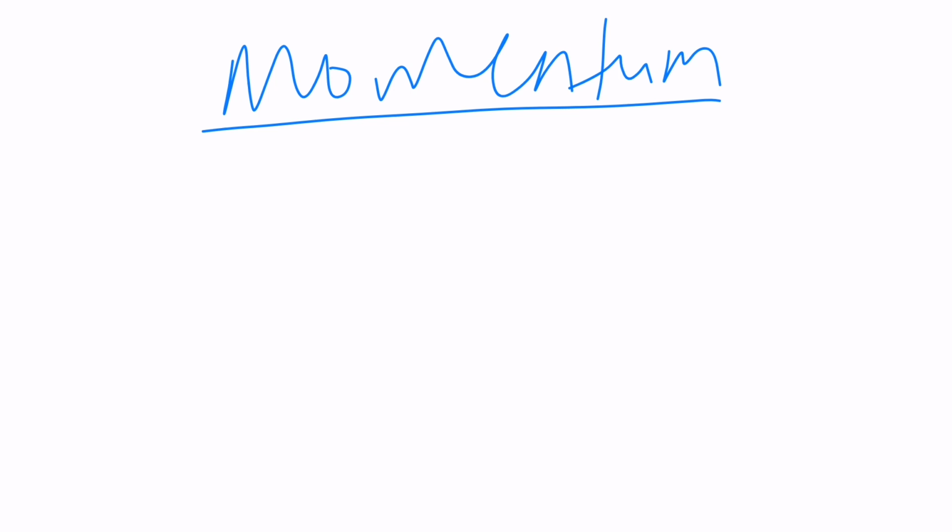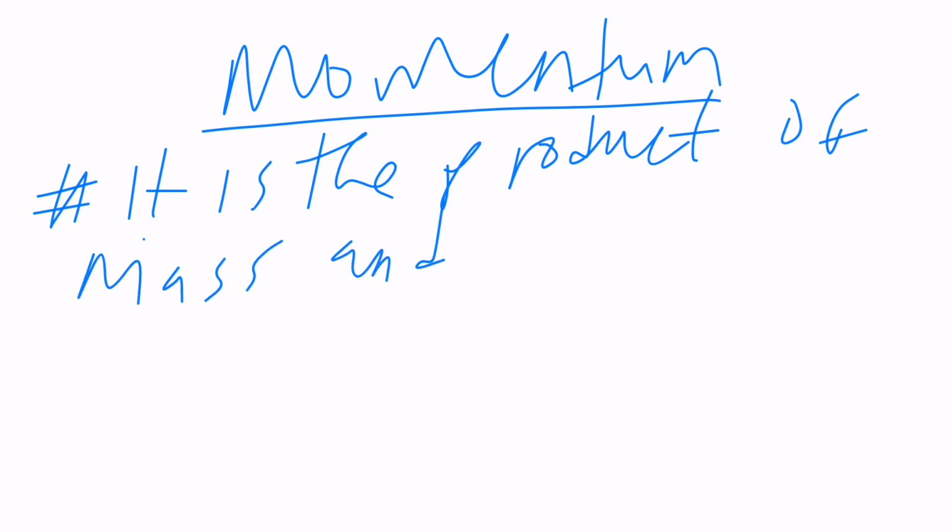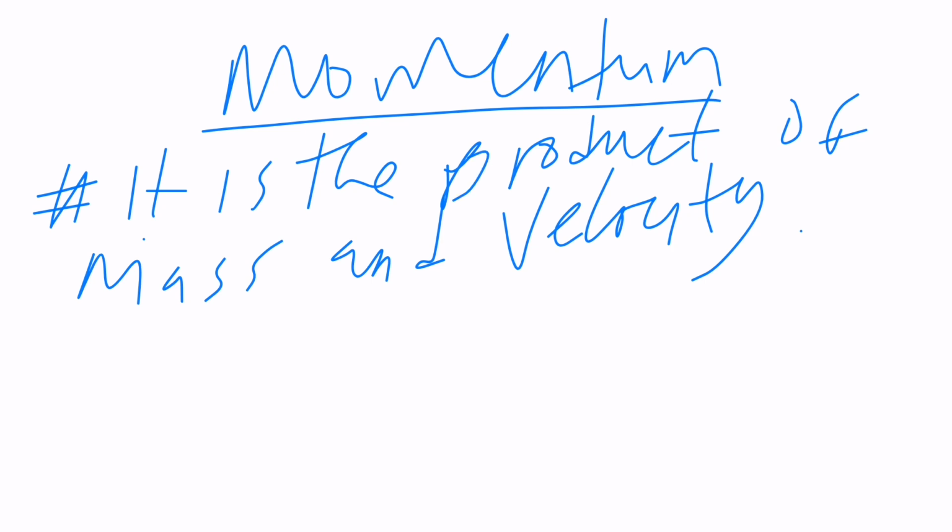So what is momentum? Momentum is just the product of mass and velocity. That is what we are calling momentum: the product of mass and velocity.